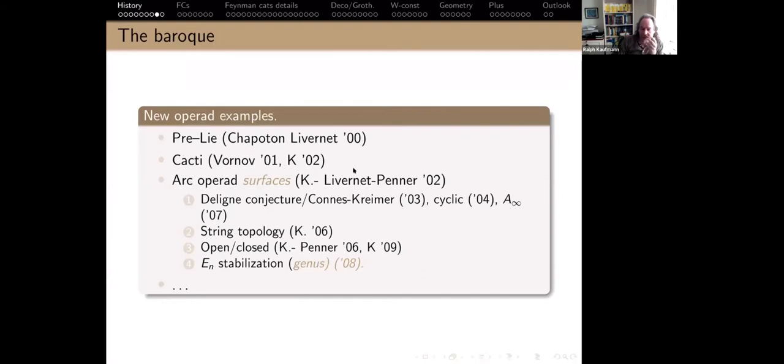The arc operad, and I'm a little bit prejudiced here. So this is stuff that I contributed to the zoo. I'm guilty. I made zoo animals. So this takes surfaces, and it was extremely helpful in proving various things of Kontsevich-Soibelman's, proving the Deligne conjecture in various versions, linking up to Kontsevich-Soibelman's Hopf algebra, linking to string topology. There's an open closed version, and it links back to E_n.